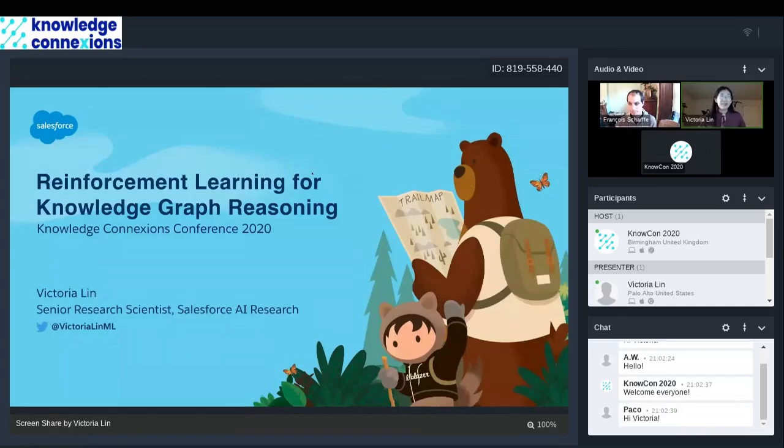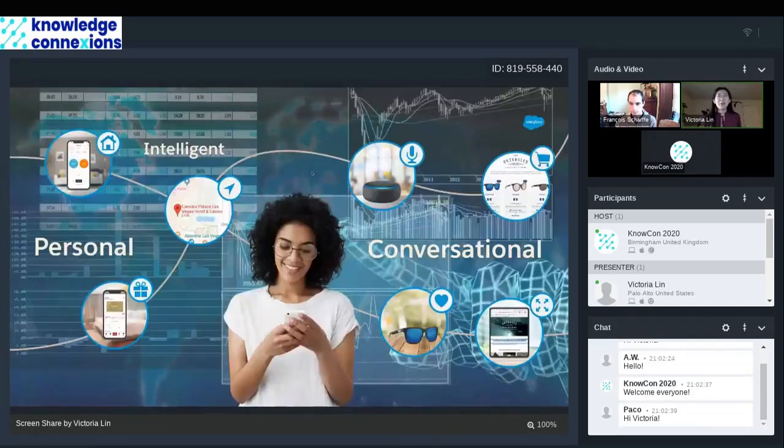I'm very excited to be here today and talk about knowledge graph reasoning, so inferring new knowledge from existing knowledge bases, and especially the application of reinforcement learning in this problem. There are lots of intelligent applications we can build in the enterprise. For example, question answering, semantic search, chatbots. And behind all these exciting applications, knowledge graph is a strong powerhouse.